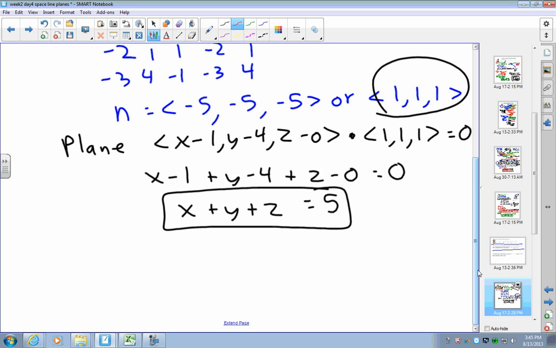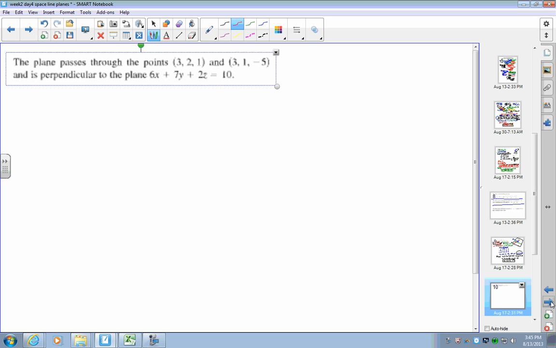Now, some of you, if you did not reduce with that -5, -5, -5, your answer would have looked a little bit different. But if you divided by that -5, it would have reduced down to the same. Okay? That's the first question. I'm going to do the second one now. It says the plane passes through this point and is perpendicular to the plane, and so on.